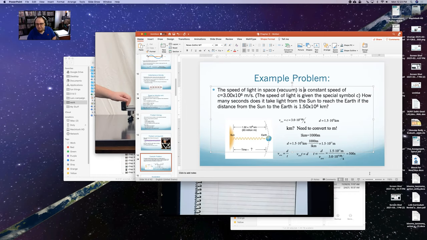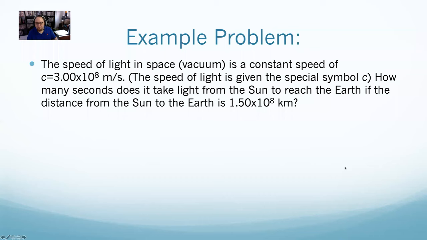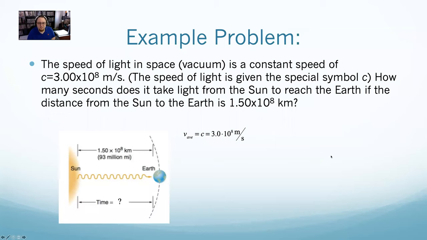If it's a constant speed, what that means is that that's going to be the same as the average velocity. If it's moving at 3 times 10 to the 8th meters per second and not changing, that's my average velocity. Yes, I said speed, but I already said that instantaneous speed and instantaneous velocity were the same. And I also said instantaneous velocity is the same as average velocity. And so that can be my average velocity, 3 times 10 to the 8th meters per second.